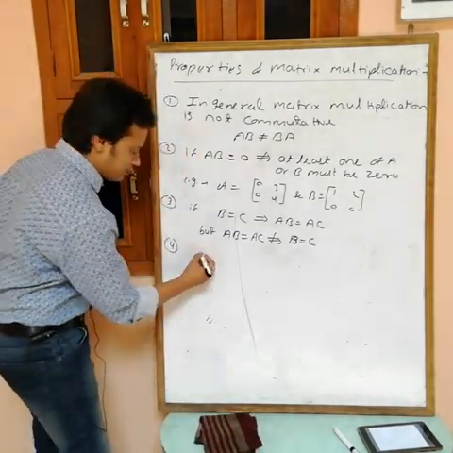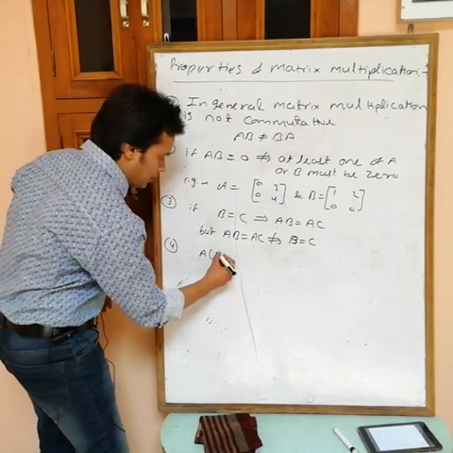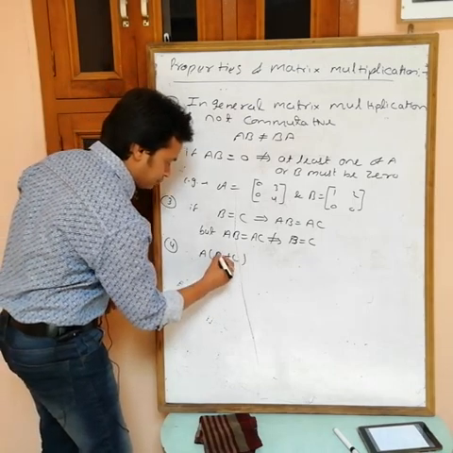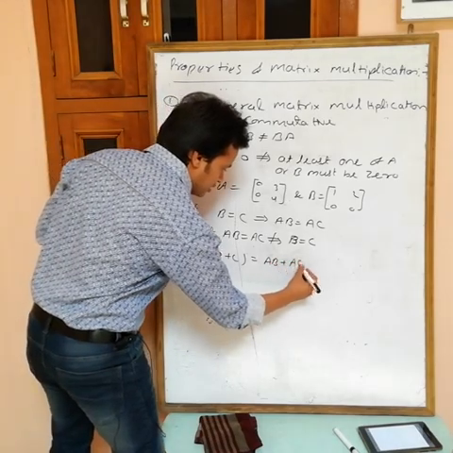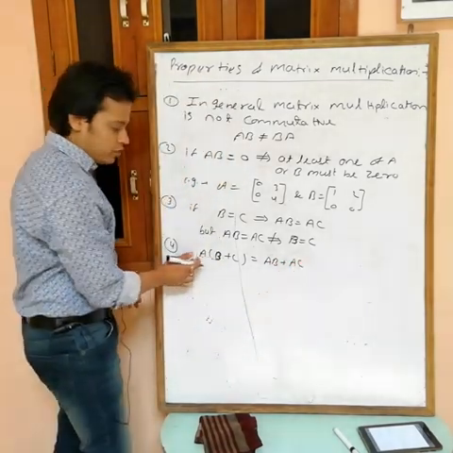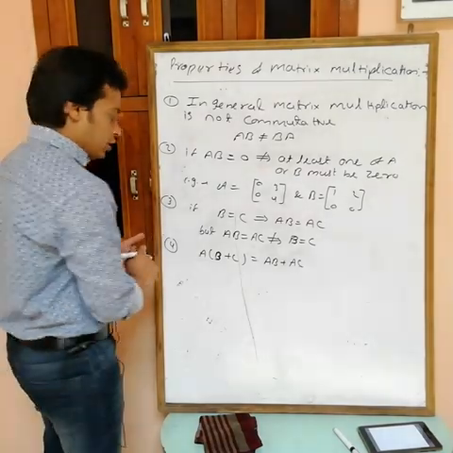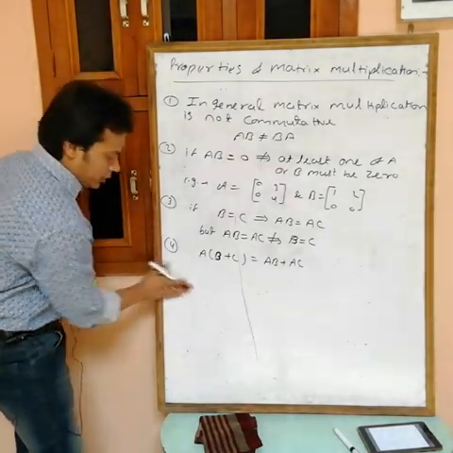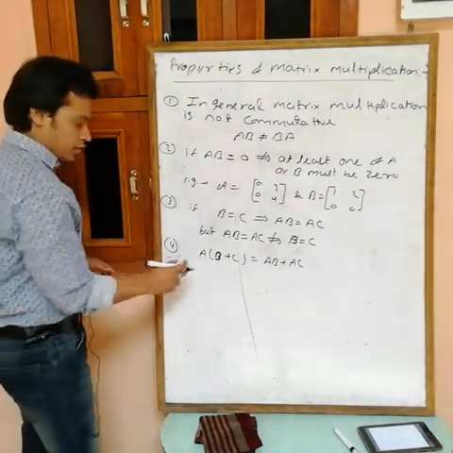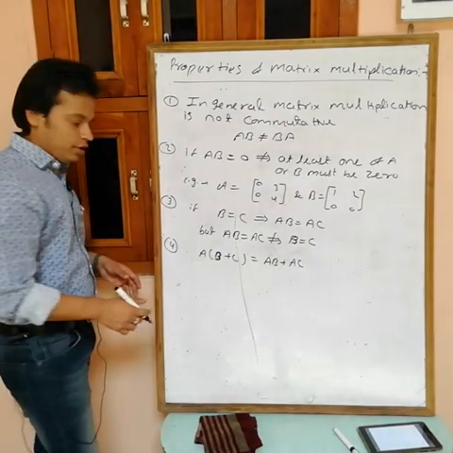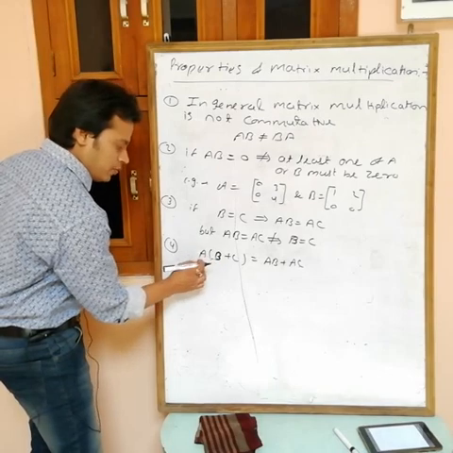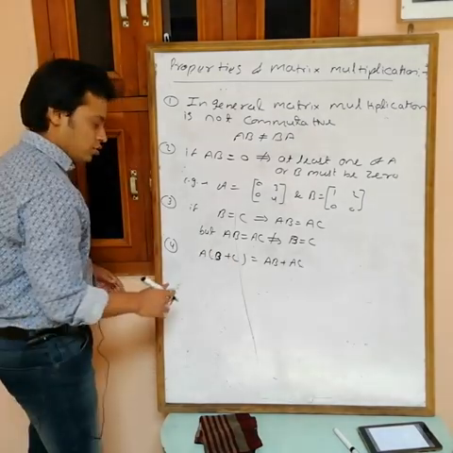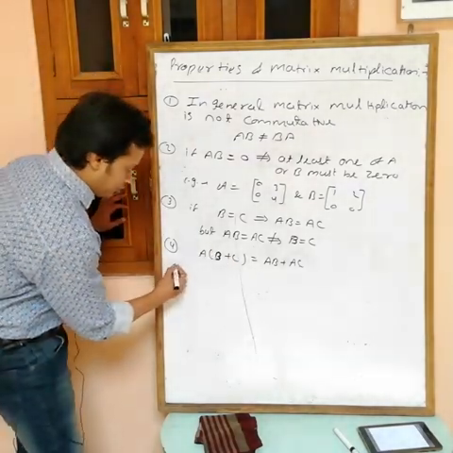Fourth one, A into (B plus C) is equal to AB plus AC. This one into this one plus this one into this one. Remember that in matrix multiplication order matters. You can't write A after B. So A into B means AB, then A into C means AC, not CA.